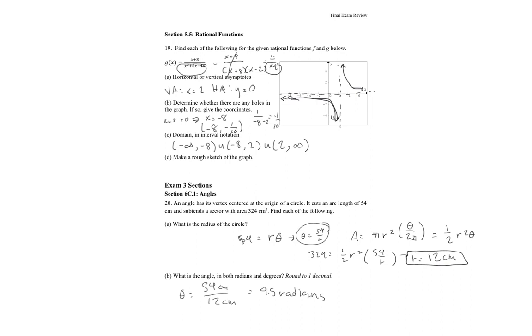And so if we convert that to degrees, we'll have 4.5 radians. And then to get degrees, we just do 180 degrees per pi radians. And so then we get 257.8 degrees.